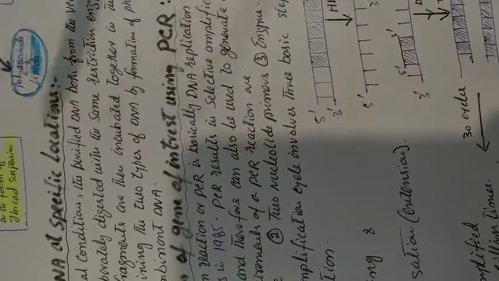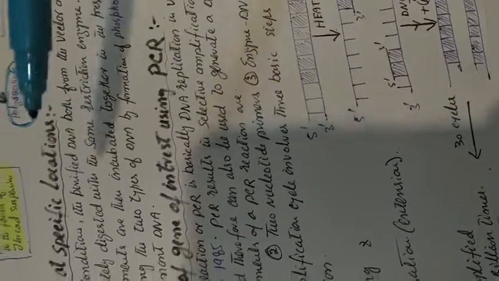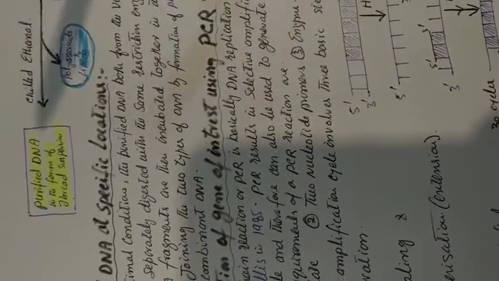Now, this is about the isolation, cutting of DNA, and the amplification of the gene called PCR. In our next topic, we will discuss the other stages of recombinant DNA technology.